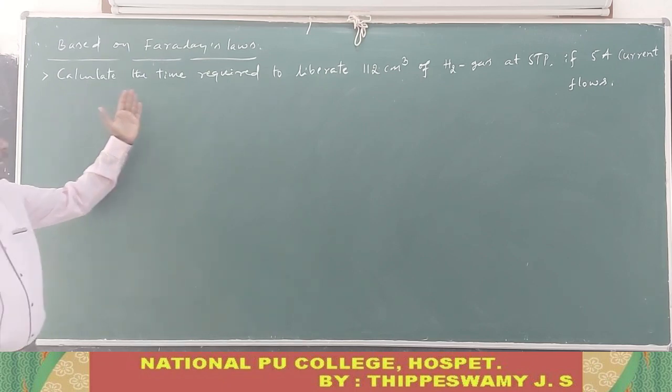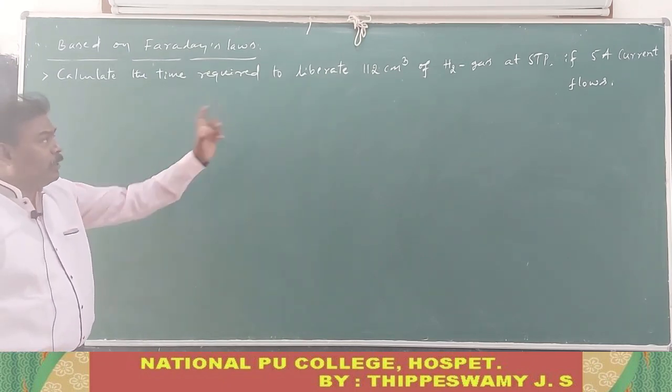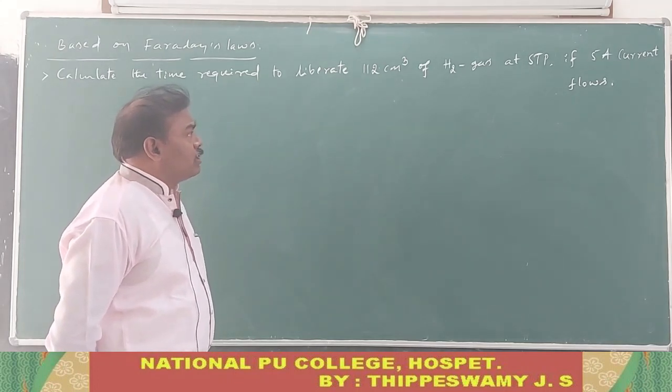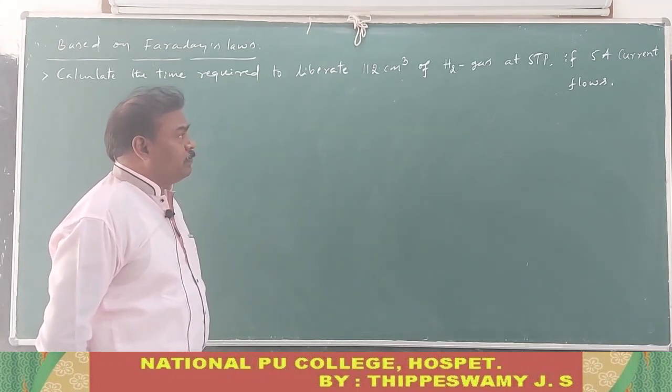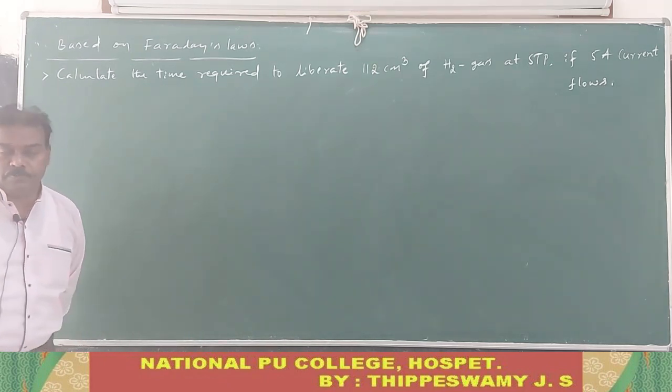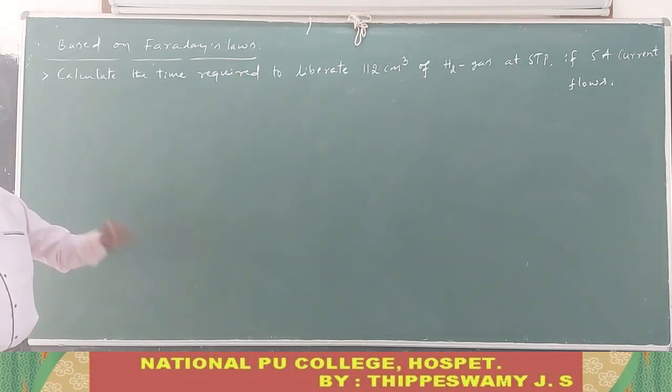Calculate the time required to liberate 112 cm cube of hydrogen gas at STP if 5 amperes current flows through it. If 5 amperes current flows through it, 112 cm cube of the hydrogen gas is liberated at STP. Then we have to find the time required.